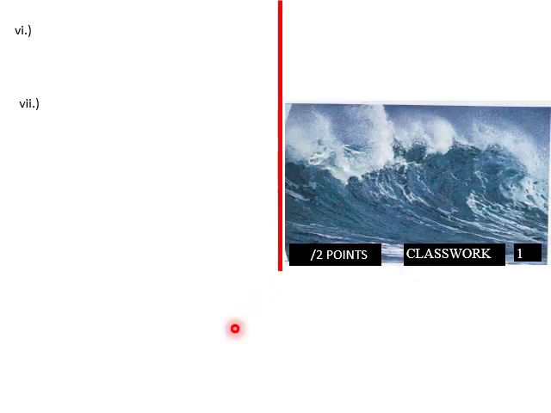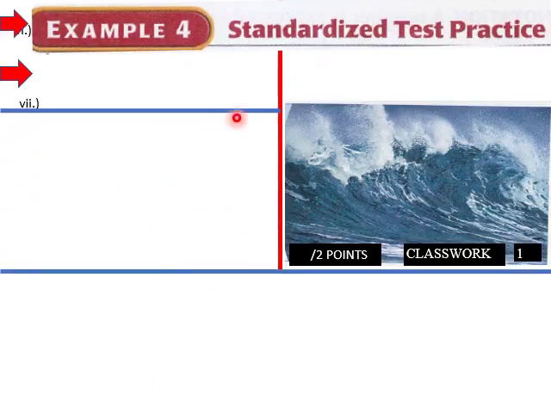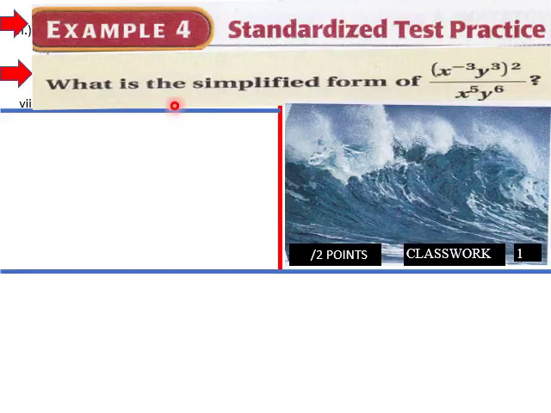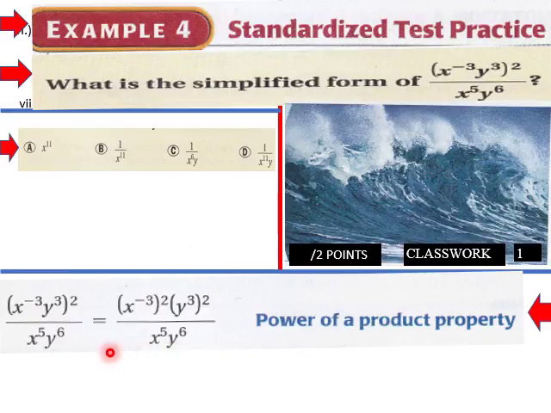So getting right into our part 2 lesson today, we have a standardized test practice problem. What is the simplified form of this expression here? And then here are our choices. So let's simplify this a little bit. Power of a product property. So we have this situation here where we're squaring what's inside the parentheses over our denominator.